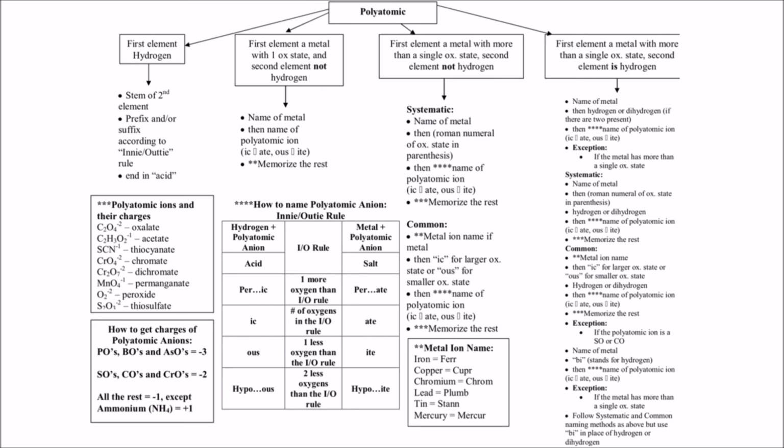If it has 1 less oxygen than the any-outie rule, the ending changes to us. If it has 2 less oxygens than the any-outie rule, then you have a prefix of hypo, and then you have us as your suffix. And if it has 1 more oxygen than the any-outie rule calls for, you have a prefix of per, and your suffix goes back to ic.